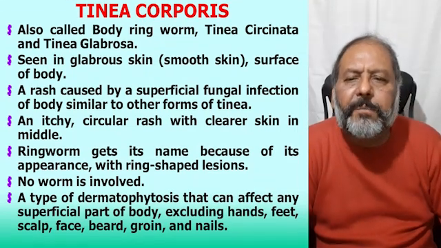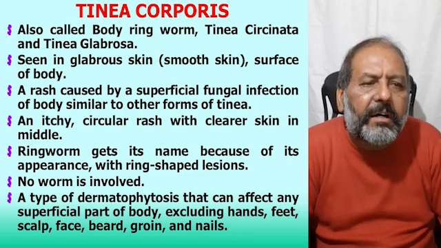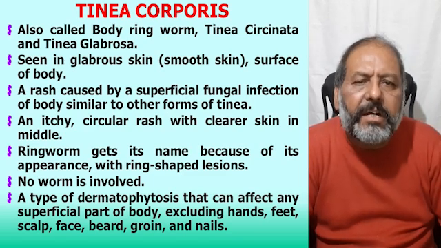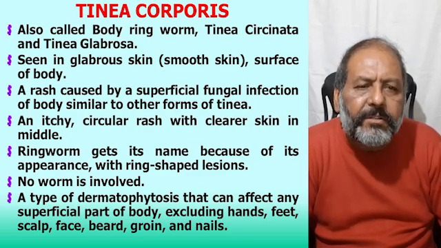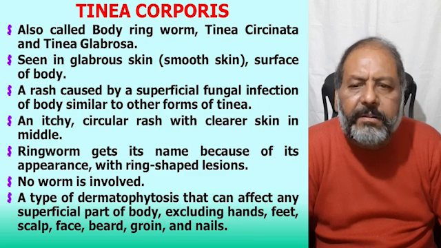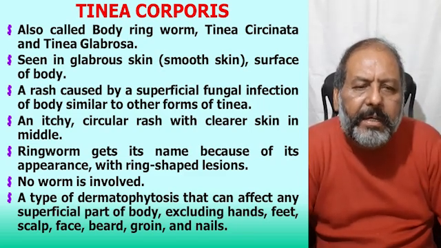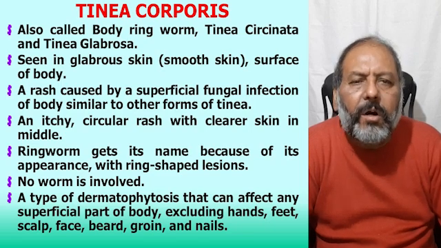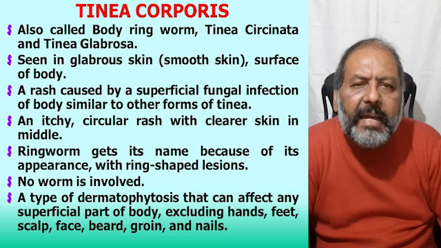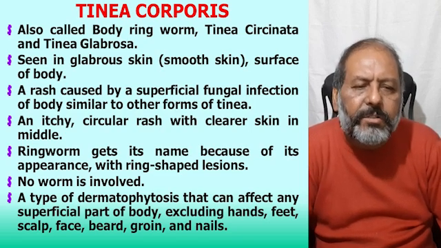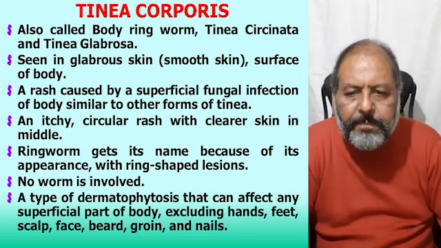Now, tinea corporis is also called body ringworm or tinea circinata or tinea glabrosa. It is seen in the glabrous skin, meaning smooth skin and the smooth surface of the body. A rash caused by a superficial fungal infection of the body, similar to the other forms of the tinea, an itchy circular rash with clearer skin in the middle or the center of the rash.